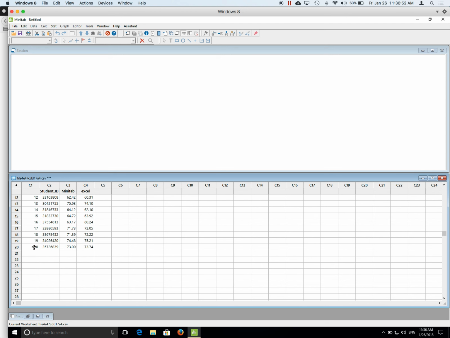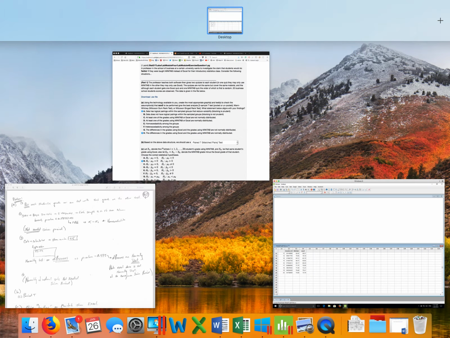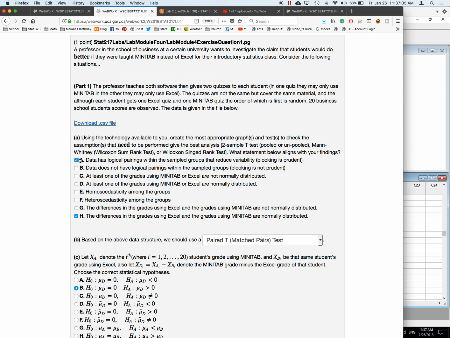The other thing to notice is that the sample size is for sure the same. Okay, so just because the sample size is the same doesn't guarantee that things are paired, but if the sample sizes are different, then there's no way it can be paired. So I think in this situation, it's fine here to assume that a pairing makes sense.